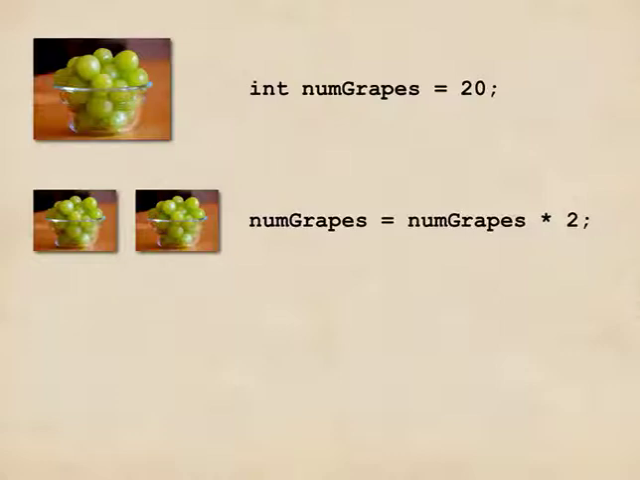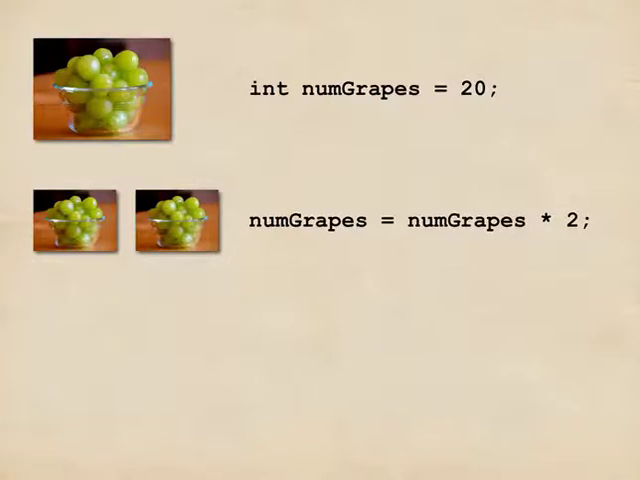When processing sees this, it evaluates the right-hand side first. It looks at numGrapes times 2, and it says, well, numGrapes is currently 20, so I compute 20 times 2, or 40, and I stick that into numGrapes. And now numGrapes has the value 40, because we have 40 grapes.